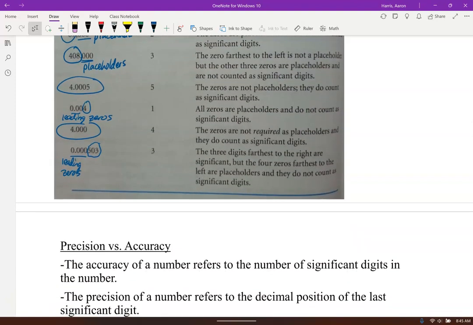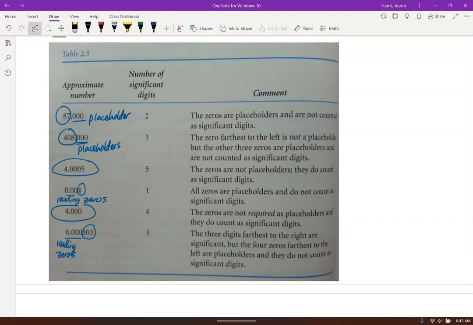All right. You know what? Let's do a few more here. How about this one? Those are leading zeros, so you just have 2 significant digits. Let's do another one.